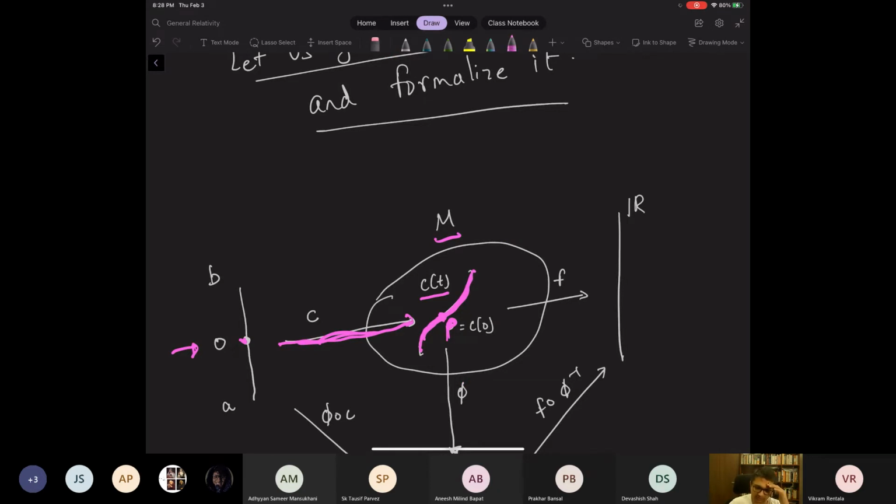Okay, let me not try to relate it to the previous example. So now let's think of a function from this manifold to real numbers. We've also seen how to define a notion of a function from this manifold to real numbers.